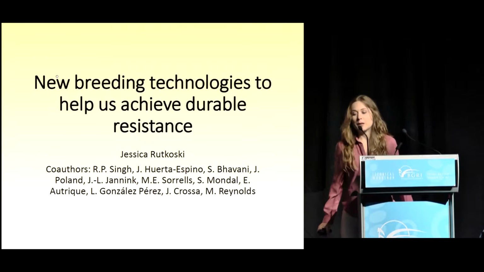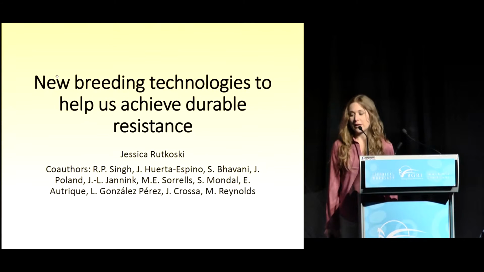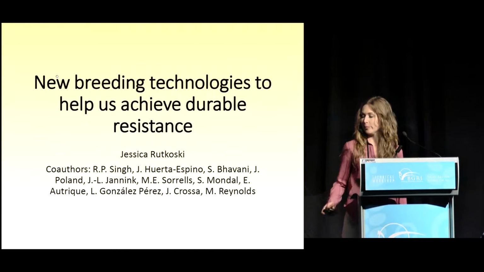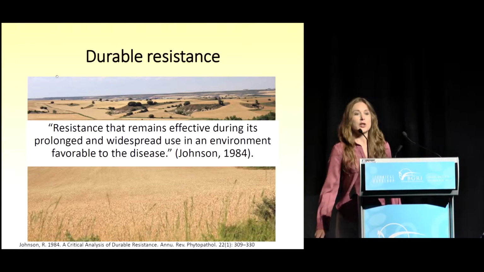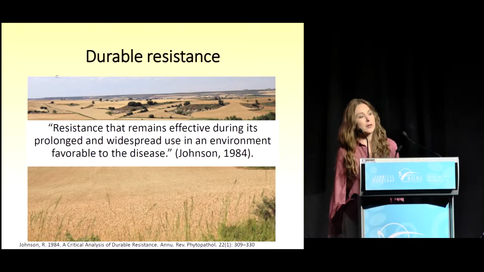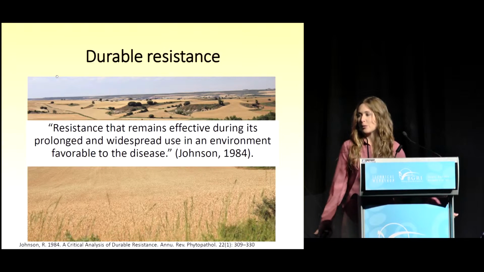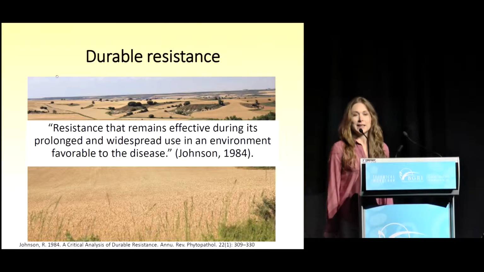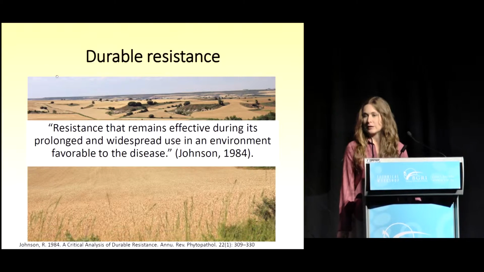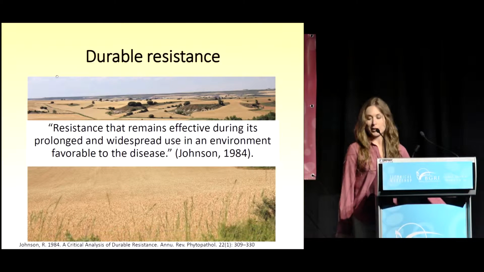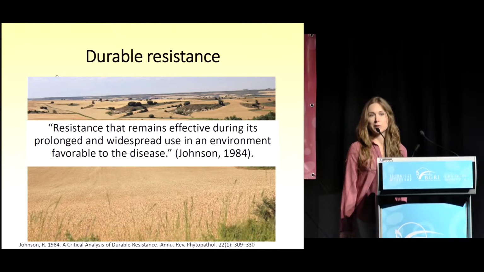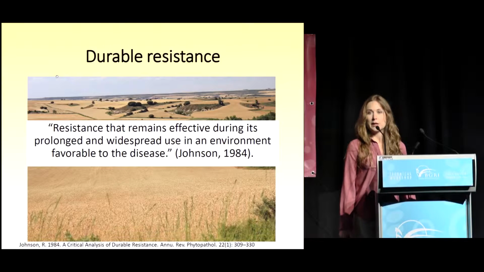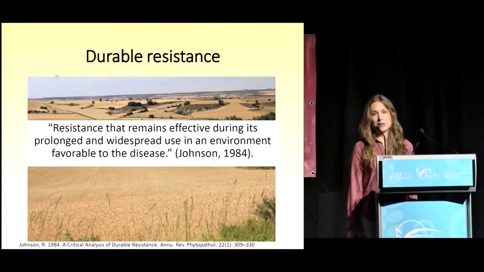Okay, so today I'm going to talk about new breeding technologies that may be able to help us achieve durable resistance. So just to get back to the definition of durable resistance, since this is one of the last talks of the session, just to give us a reminder, durable resistance is something that we can only really tell in retrospect. It's a resistance that remains effective during its prolonged and widespread use in an environment favorable to the disease.